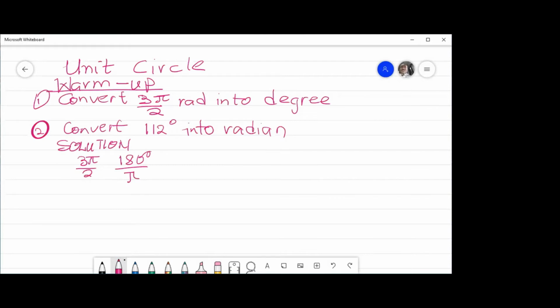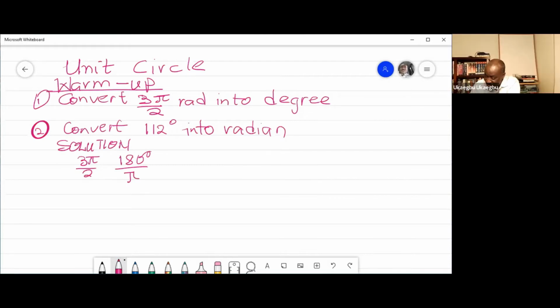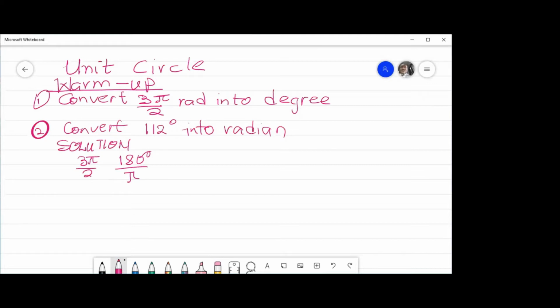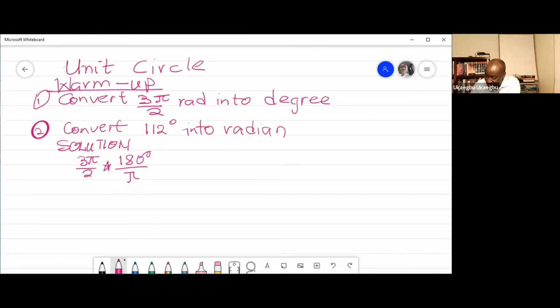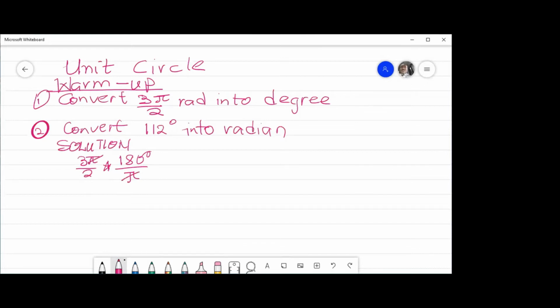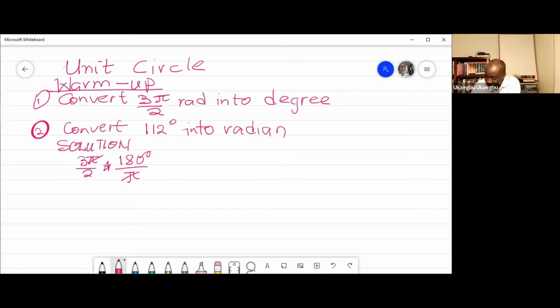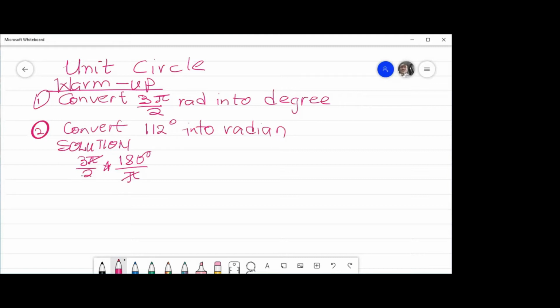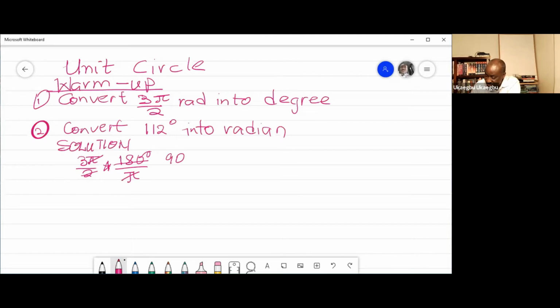So now cross out the pi. So is it multiplication that separates them? Yes, basically. You say I should cross out the pi. Yes, and this pi too. And then for me, I did it differently. I got 3 times 180 divided by 2. So 180 divided by 2 is 90, so 3 times 90 is 270.